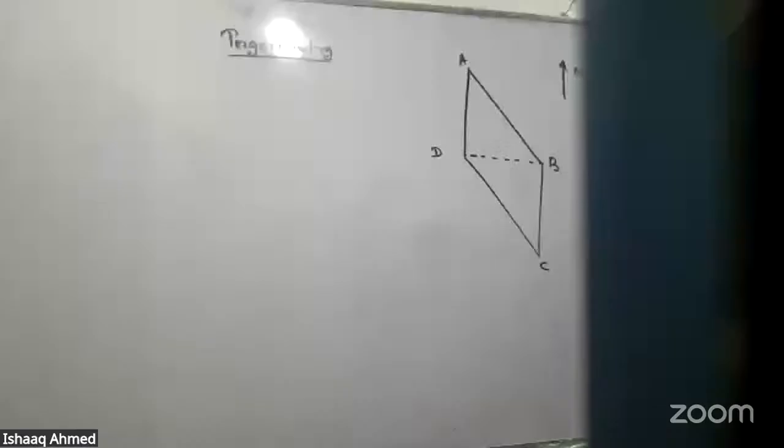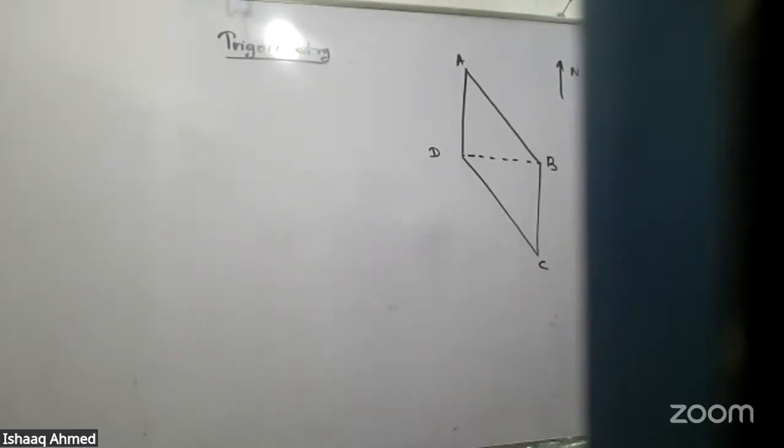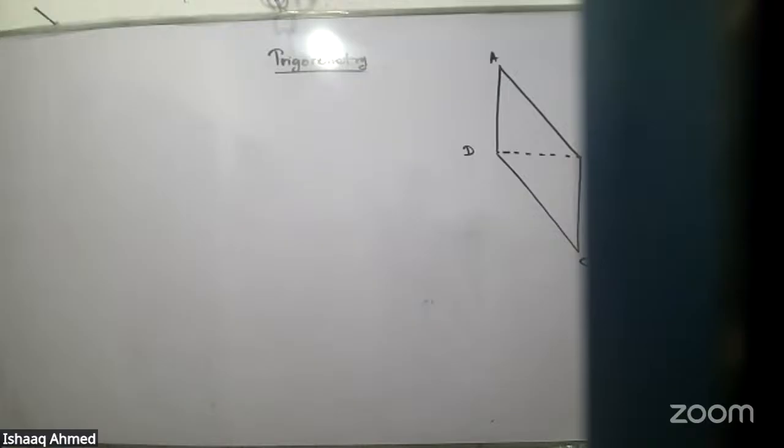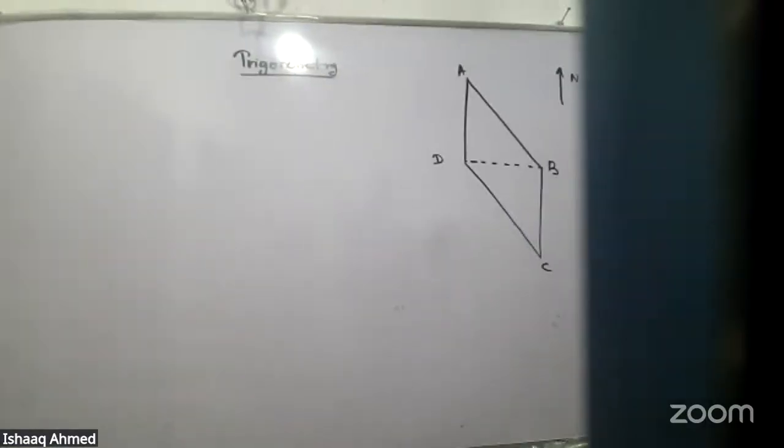I have given some diamond type shape here, and they are saying A, B, C, and D. The figure shows 4 points. D is located to the south of A. That means if this is A, D is exactly in A's south.